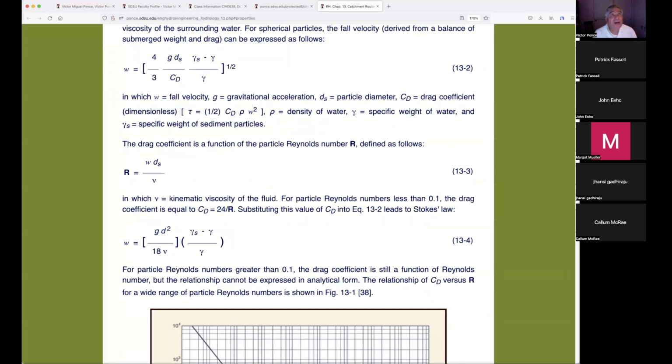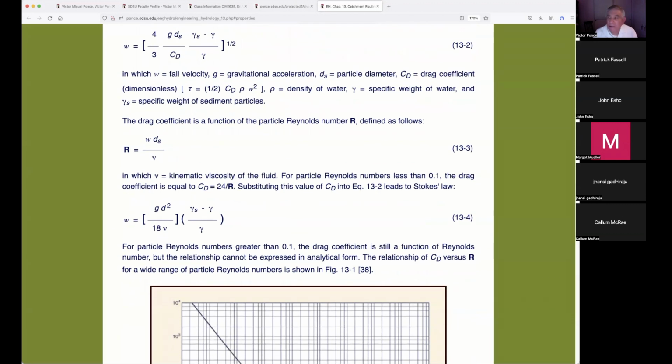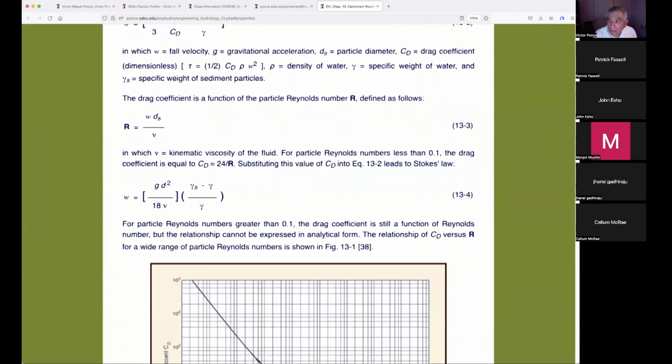Now, the drag coefficient is a function of the particle Reynolds number. Now, what is the Reynolds number? It's the number that was developed by Reynolds in England about maybe a couple hundred years ago. This is a particle Reynolds number. It's not the Reynolds number of the flow, but a particle Reynolds number of sedimentation engineering. And that's equal to the fall velocity times the diameter over the kinematic viscosity in the proper units, because the Reynolds number is supposed to be a dimensionless value.